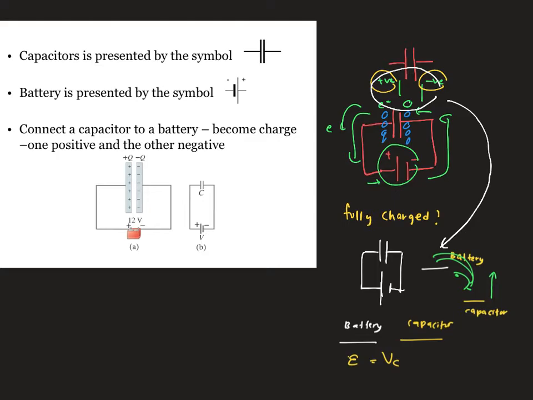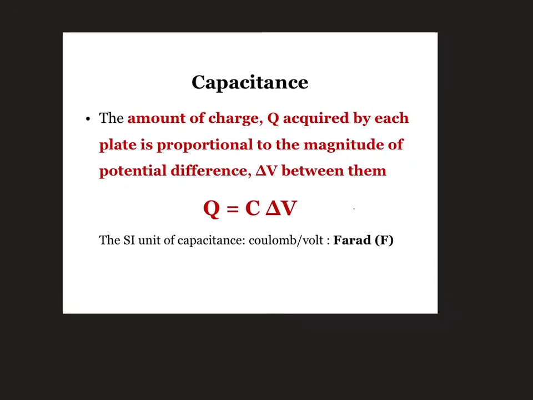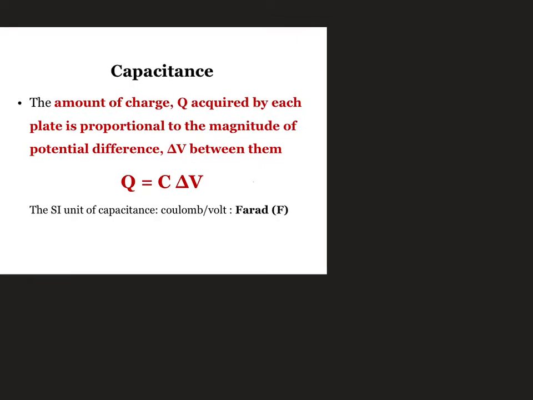So we already discussed how the capacitor is going to be charged. Now we are going to discuss the relationship between capacitance, potential difference, and charge. What you need to understand here is the amount of charge. Like I mentioned before, once you connect to the battery, the electrons are going to move.